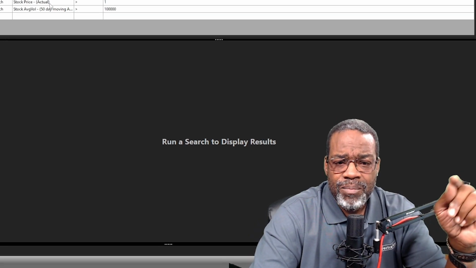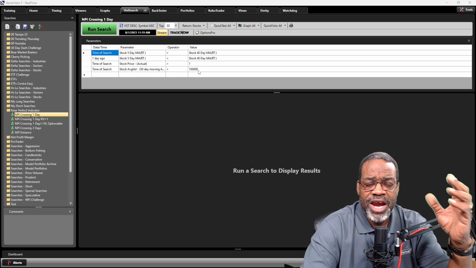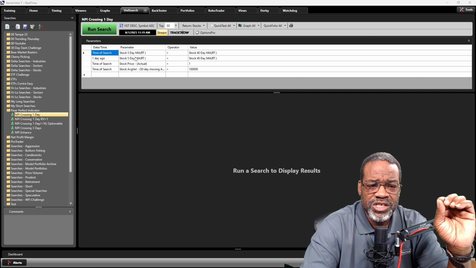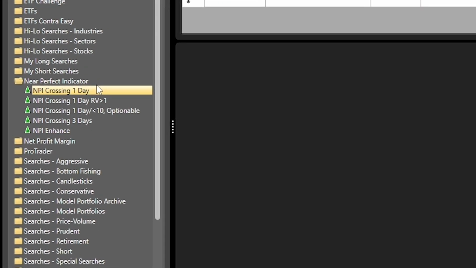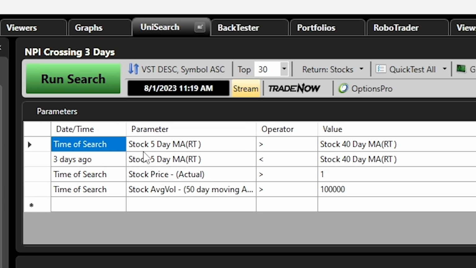That's what's key. Price has got to be greater than $1. Average volume has got to be greater than 100,000 shares, so we're making sure we have some liquidity. That is the basis, and it's crossing day over day. In the system, we also have the MPI Crossing 3 days. So we look at the 5-day moving average of RT crossing over the 40-day now, but 3 days ago, it was less. So over the last 3 days, the 5-day moving average of RT has crossed above the 40.